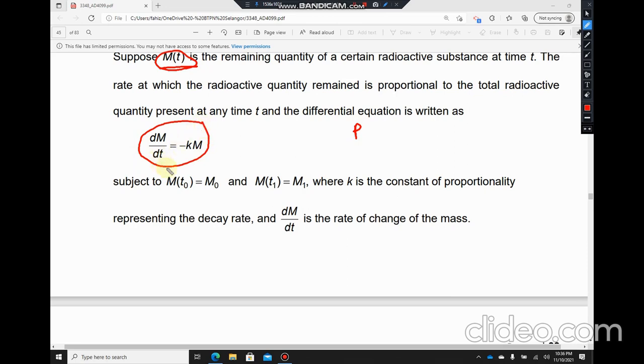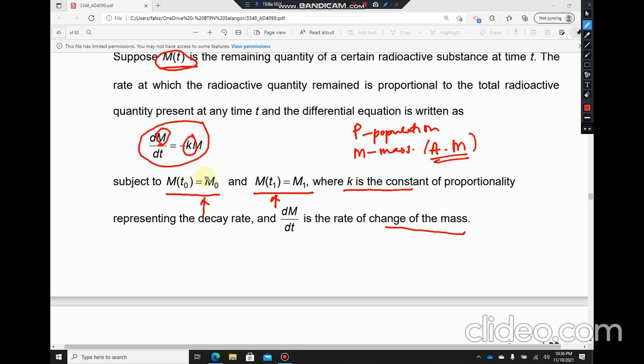First, we have dM/dt equals negative kM. We usually have two values, an initial value and another value, where k is the constant, and dM/dt is the rate of change of the mass. So we usually use M, which represents mass, while P is population. Sometimes books also use A, so it depends. For radioactive decay you might find A used for mass, but in our notes we use M.